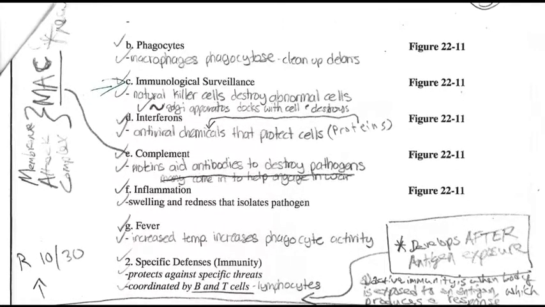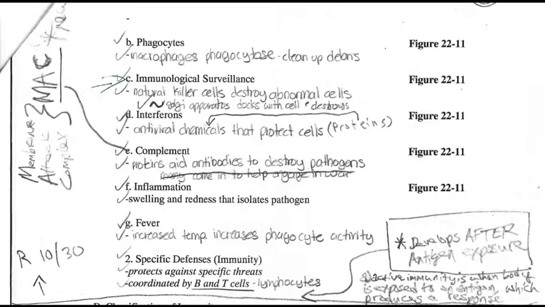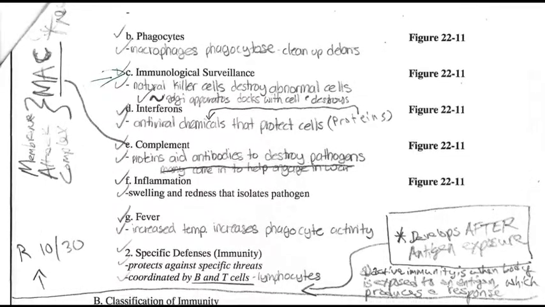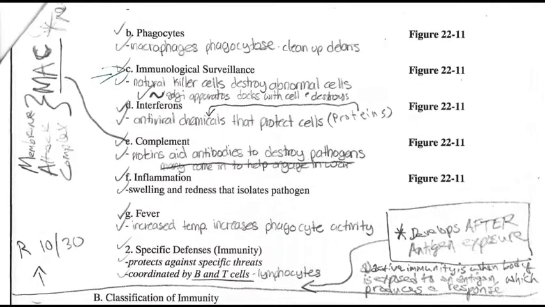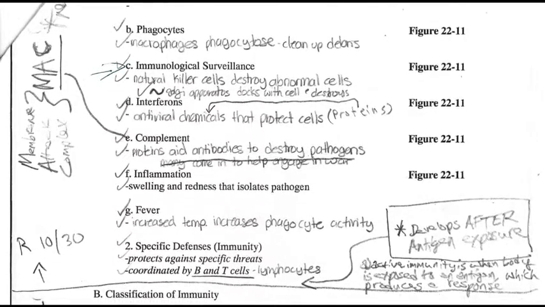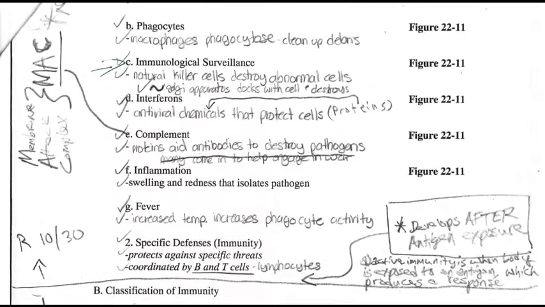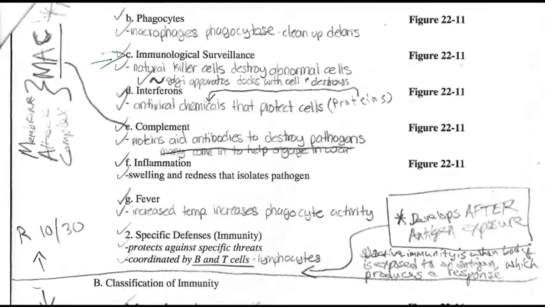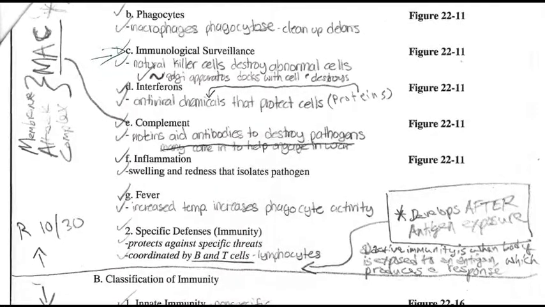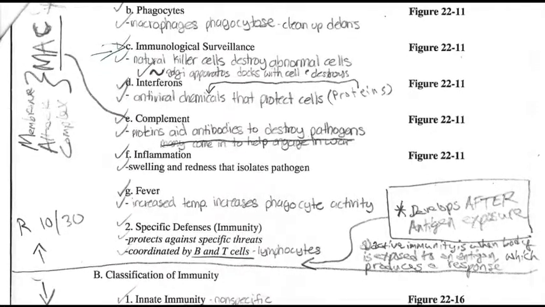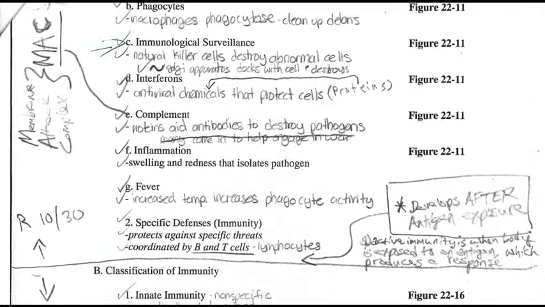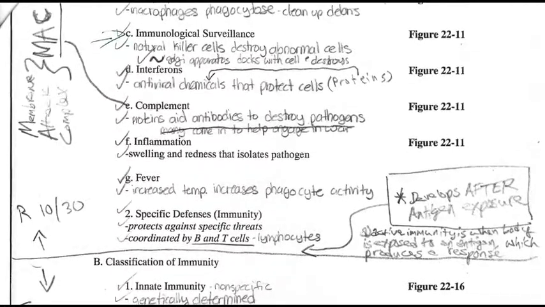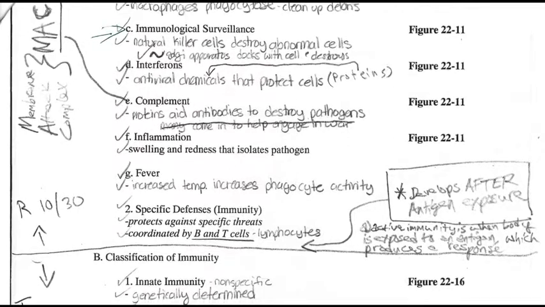D. Interferons. These are antiviral proteins that protect cells. E. Complement. These are proteins that aid antibodies in destroying pathogens. F. Inflammation. Swelling and redness isolates pathogens. G. Fever. Increased temperature increases phagocyte activity.